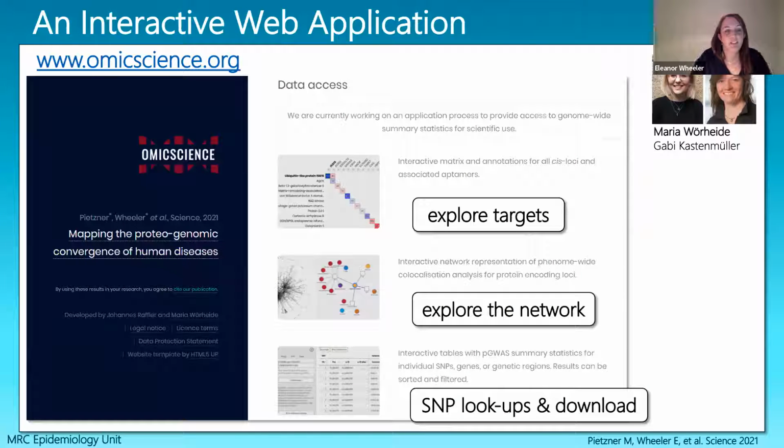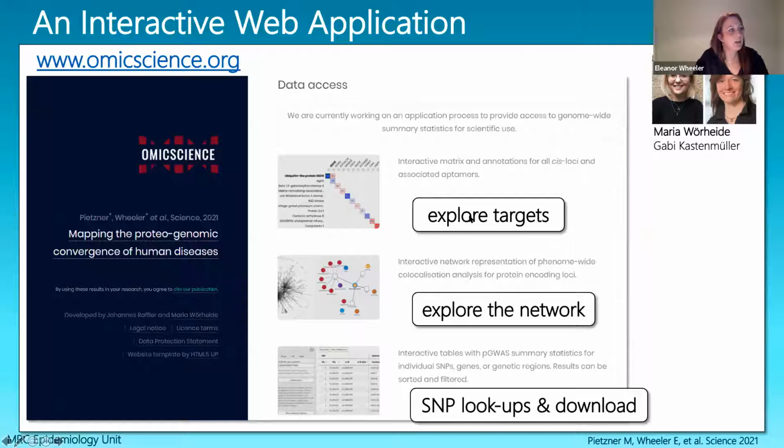And so that's some initial highlights, but you can have a look for more. We've also made the results publicly available through an interactive web application at omicscience.org. Many thanks to our collaborators at the Helmholtz Institute, particularly Maria and Gabby, who've helped make this available.